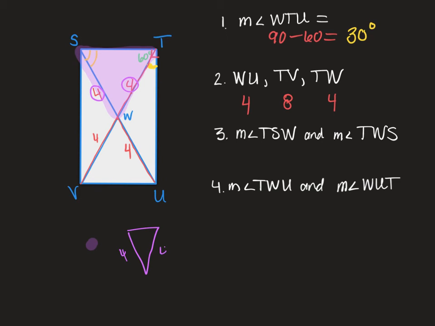So if that's 4, that's 4. That means this is an isosceles triangle, which means that the base angles have to be congruent. So if this angle is 60, this angle also has to be 60 degrees. And if we have a triangle that has two 60-degree angles, the third one would also have to be 60, which is angle TWS.